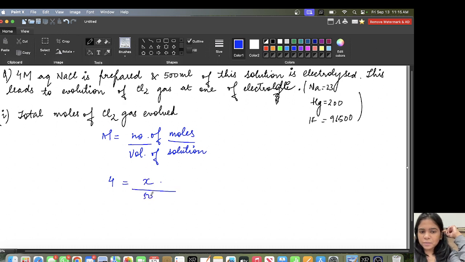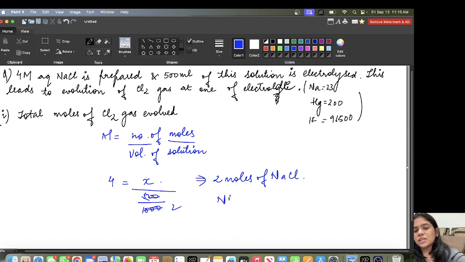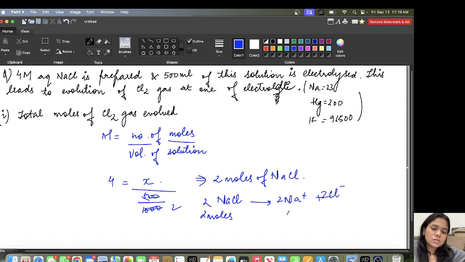Volume is 500 ml, right? So 500 divided by 1000. This and this get cancelled. 5 to 1 by 2. So you will be getting 2 moles of NaCl. Among these 2 moles of NaCl, what is happening? You are getting 2 Na plus and 2 Cl minus. If you are taking 2 moles, you are getting 2 moles and 2 moles here, right?